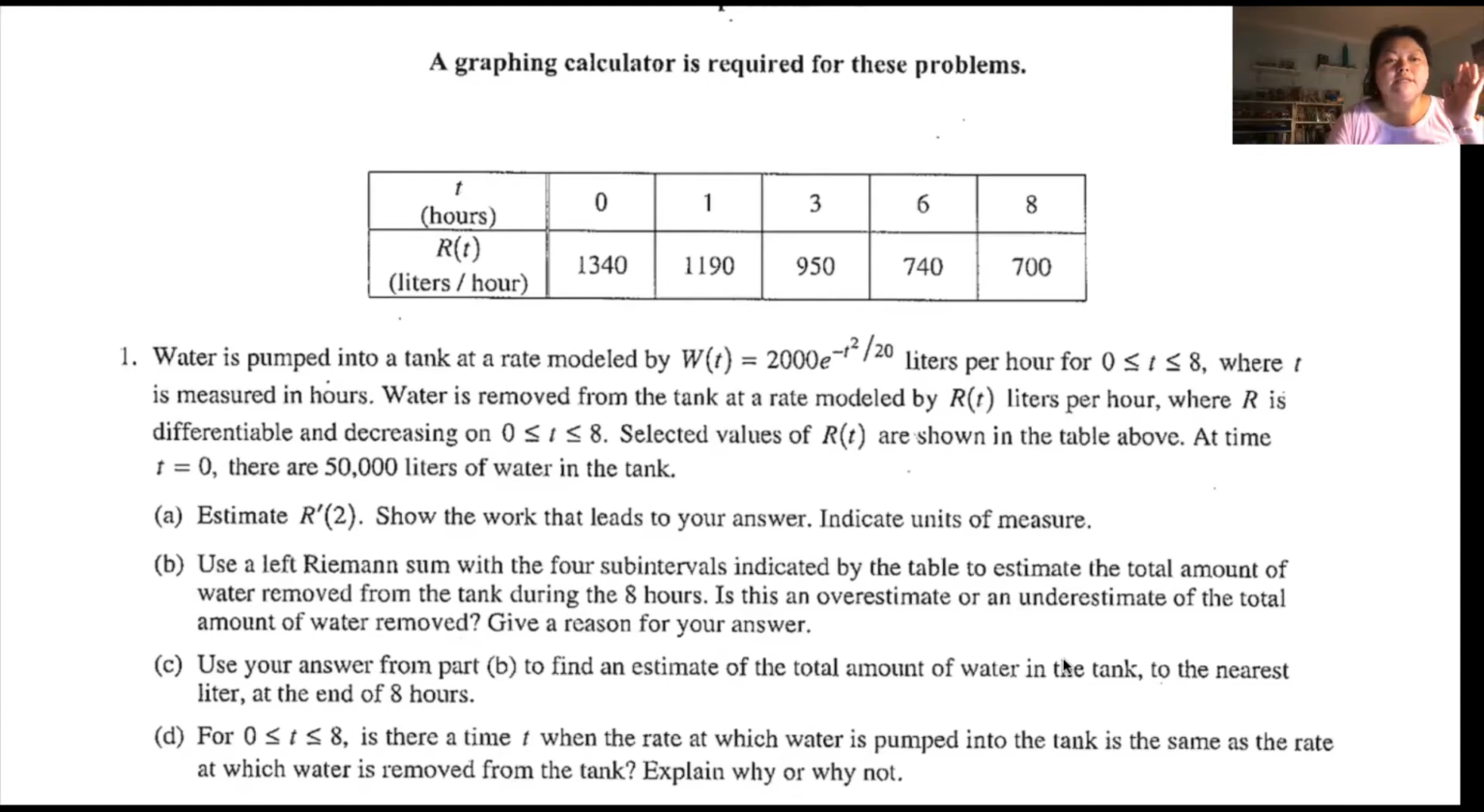So first one says, A, estimate R prime of 2. Show the work that leads to your answer, indicate units of measure. So it wants you to take the derivative at 2, but you don't have 2. So we're going to use slope. We're going to use y2 minus y1 using the 1 and 3 that's sandwiching the 2, and figuring out what R prime of 2 is.